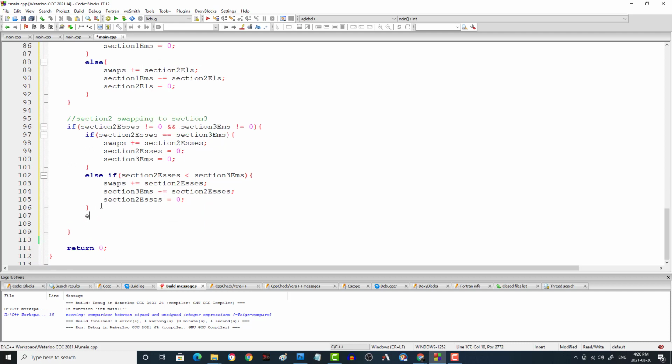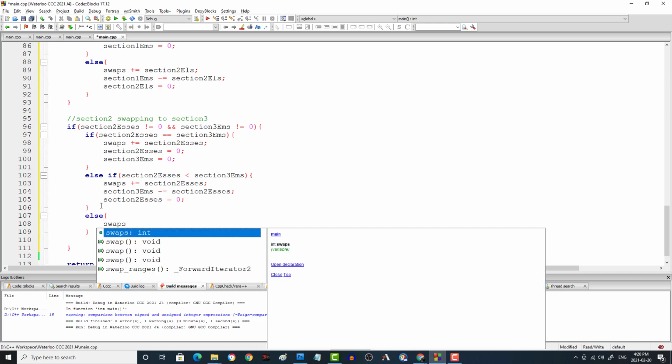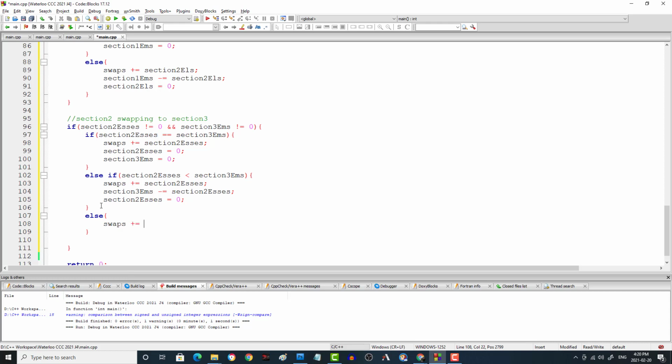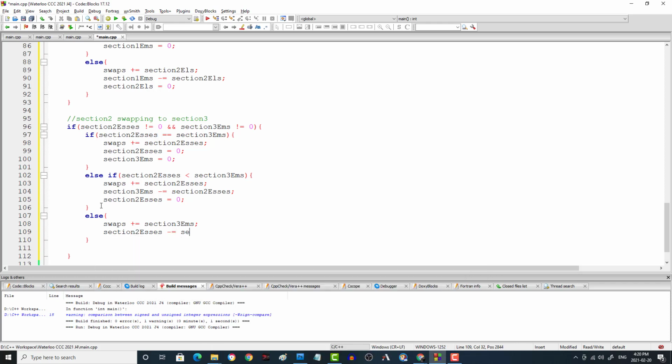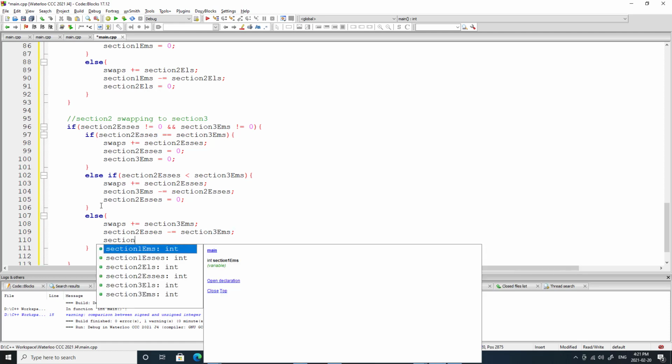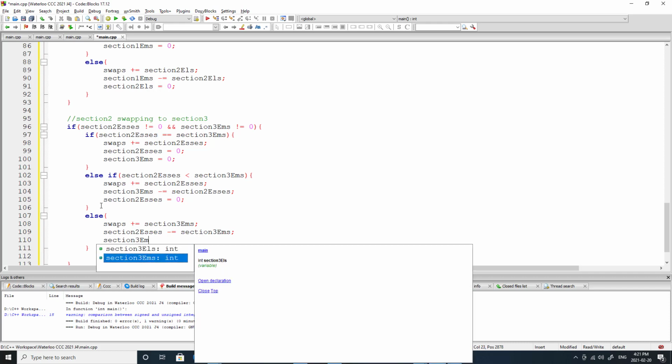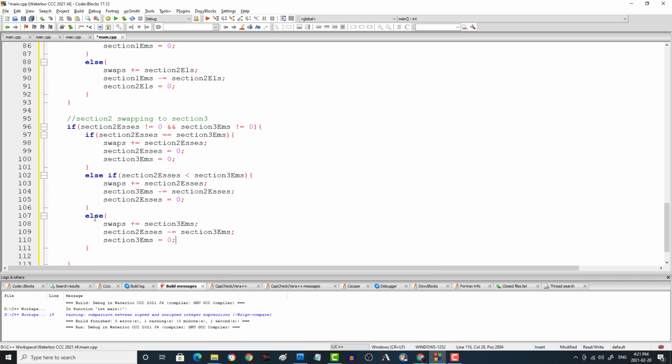Okay, so we can say else. Now we're just going to say swaps plus equals. Now that we always add the lower one, and in this case, it has to be section 3 Ms. So section 3 Ms, section 2 Ss has to subtract the section 3 Ms. Okay, and in this case, section 3 Ms is the least one, so section 3 Ms is equal to 0. All right, whew.